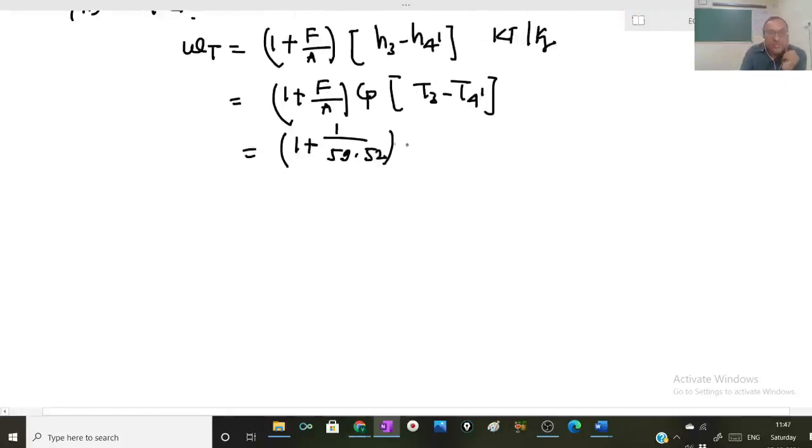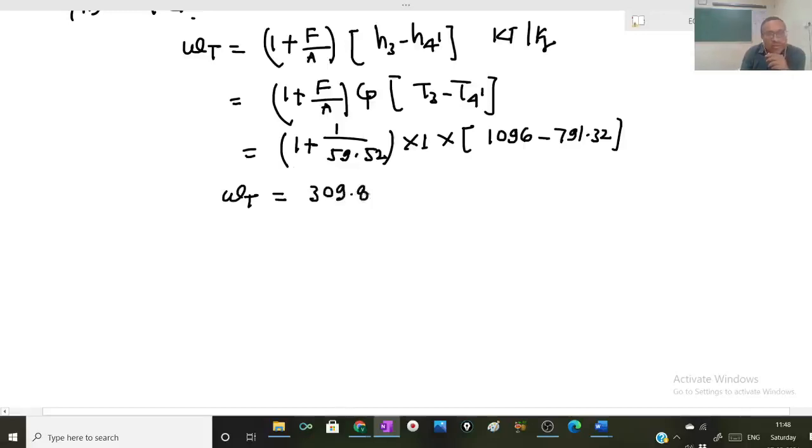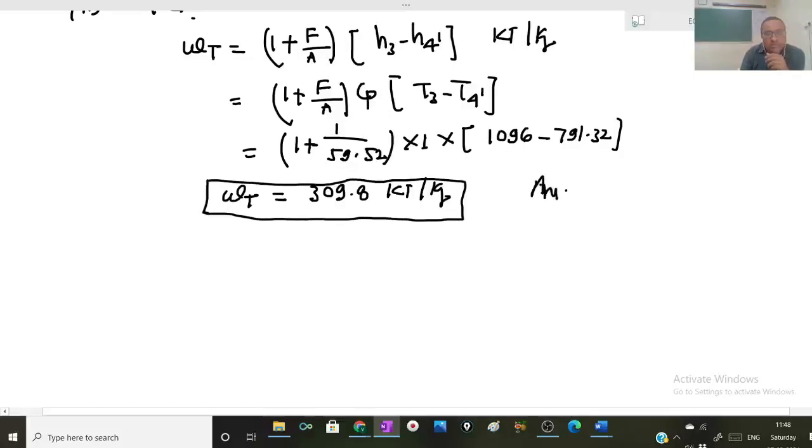The value of Cp is 1 kilojoule per kg. T3 is 1096 and T4 dash is 791.32. So when you solve this, WT comes out 309.8 kilojoule per kg. Answer number 3.